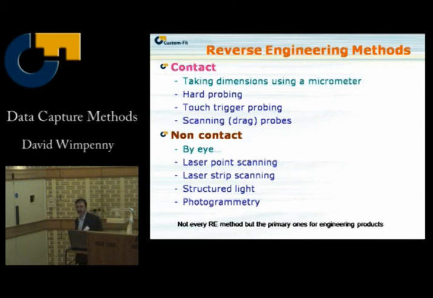I've mentioned taking dimensions with your micrometer. Sometimes if that's all you have, that's fine. And for some objects, you don't need anything more sophisticated really than a ruler to reverse engineer it. We've got hard probing, touch trigger probing, scanning, and also in non-contact we can eyeball it and roughly work out how big it is, or we can use more sophisticated techniques like laser point scanning, laser strip scanning, structured light and photogrammetry. This does not cover all of the reverse engineering techniques, but covers the ones generally used in product development.